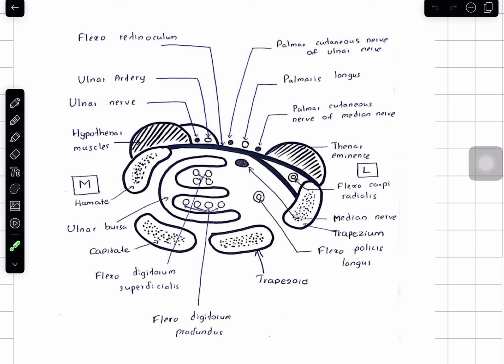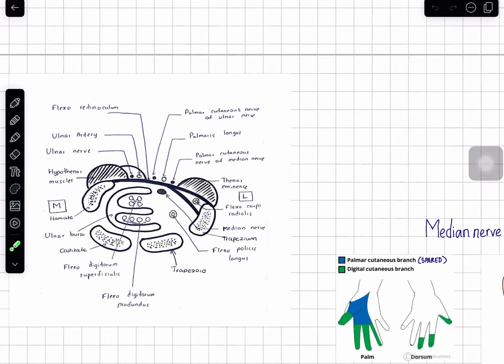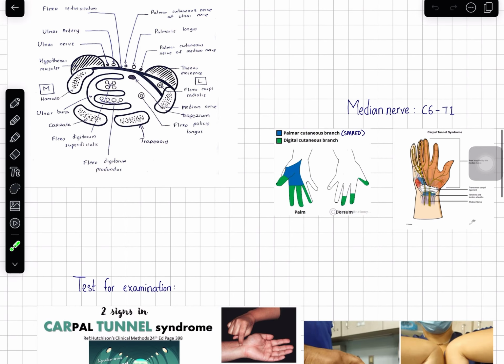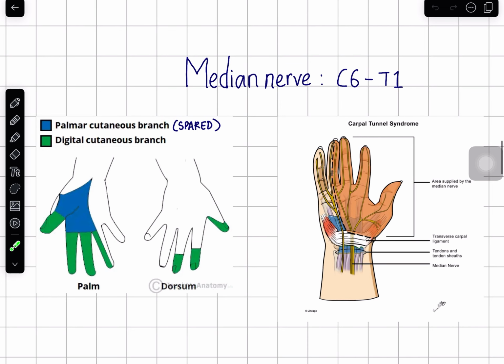So you can look at this picture, or else you can go and revisit the video on carpal tunnel anatomy. As you can see here, the median nerve gives off its branches. It has palmar and digital cutaneous branches; the palmar is the one in blue and the digital is the one in green. That is 3.5 of the lateral fingers.